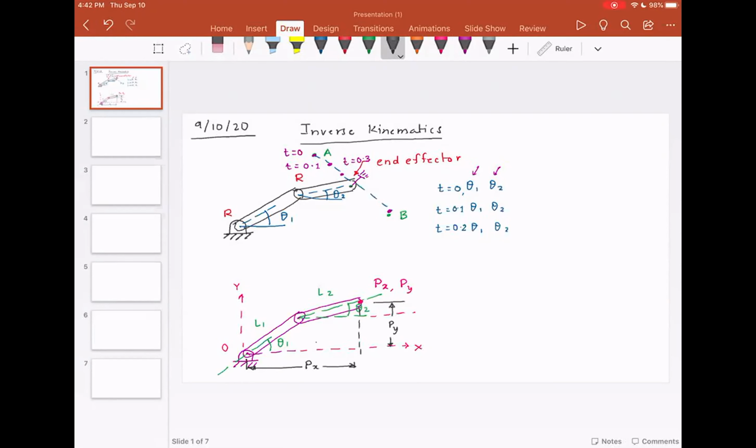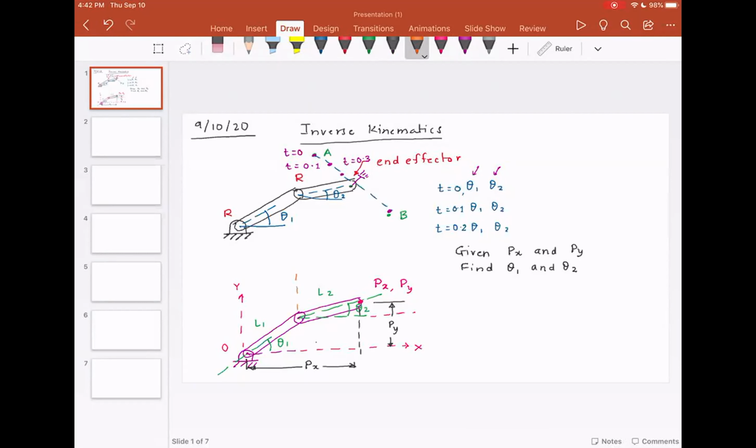So given the values of Px and Py, the inverse kinematic problem can be written as: given Px and Py, find theta 1 and theta 2. So what I'm going to do is find the expressions in terms of theta 1 and theta 2. So check this out.